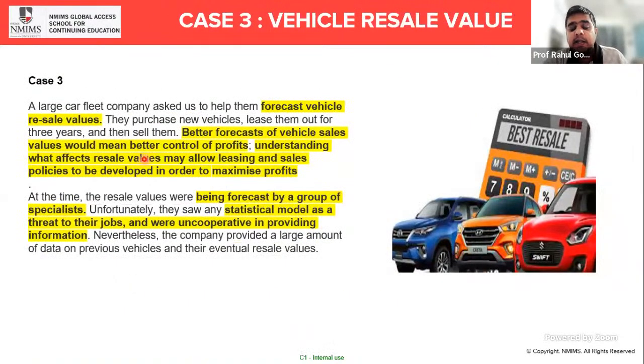Look at the third example. It's a large car fleet company, and they had asked consultants to forecast the vehicle resale value. If they're able to forecast better, it will help them control profit. It will help them understand what increases and decreases resale value, and accordingly they can maximize the profit. They were forecasting the resale value with a group of specialists, but these specialists thought that if they implemented any statistical software or model, it would be a threat to their jobs. So there's a cultural issue also. The specialists did not want any model or algorithm to come in and replace them. So it's a cultural issue.